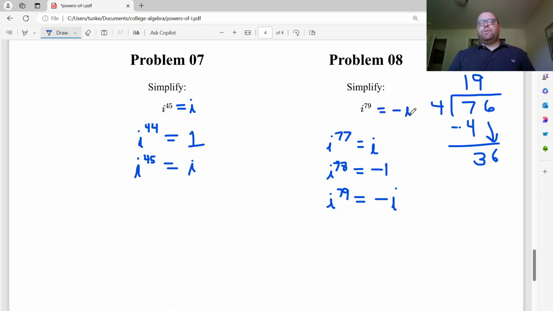So you've got to think multiples of 4. You look at the power. Is it a multiple of 4? If it is, that's the end of the cycle where it's equal to 1. If it's right after that, it's the start of the cycle where it's equal to i, and you just have to go off of that. So if it's 2 after, you go i, then negative 1. If it's 3 after, you go i, negative 1, negative i. And if it's right there as a multiple of 4, it's just 1. Okay, so it will follow that pattern.